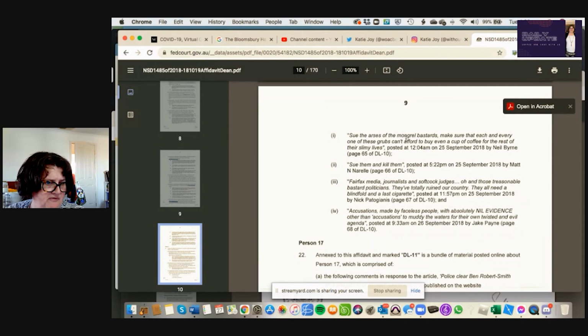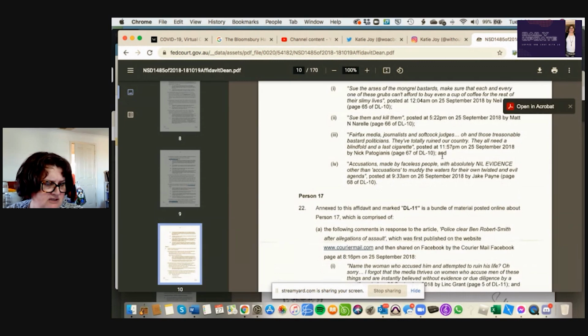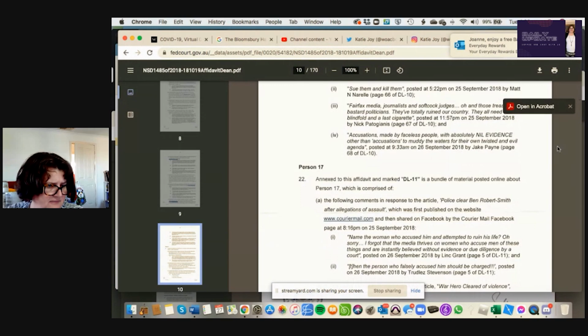"Sue the beep off the... make sure each and every one of these scrubs can't afford to even buy a cup of coffee for the rest of their slimy lives. Sue them and kill them. Fairfax media, journalists and judges. Oh, those treasonable politicians. They've totally ruined our country. They all need a blindfold and a last cigarette. Accusations made by faceless people with absolutely nil evidence other than accusations to muddy waters for their own twisted and evil agenda."